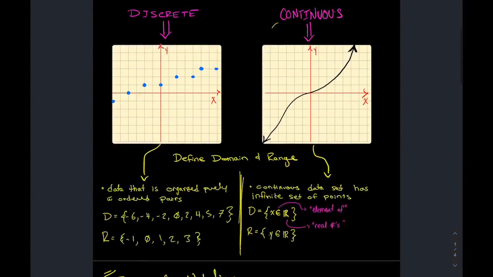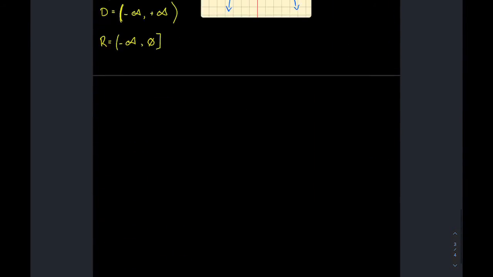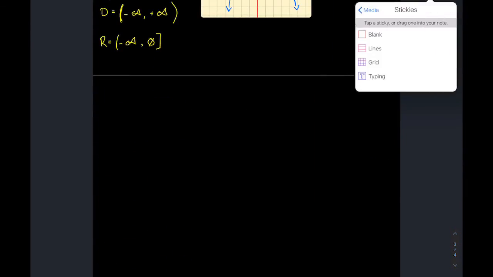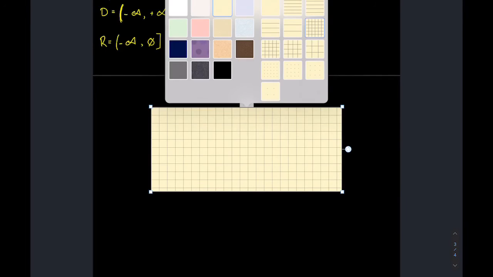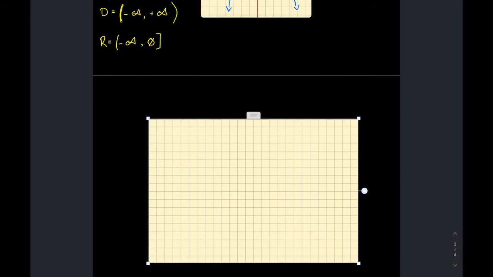Should we do one more question here? Yeah, let's do one more. I don't like how many. Let's just set up a quick grid here. Let's do one more. Okay.